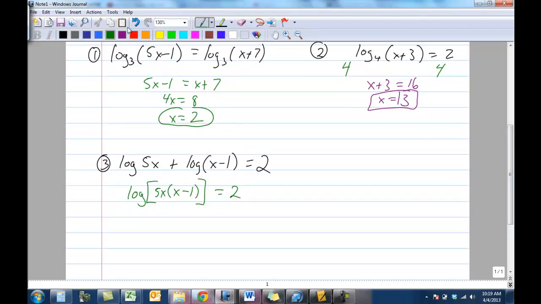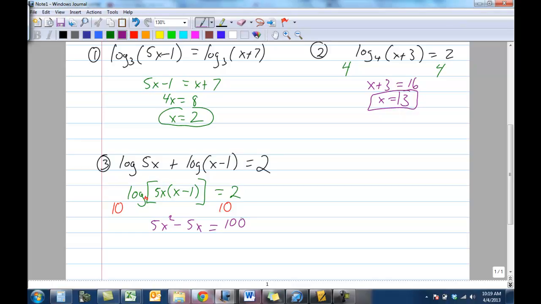This is log base. What's the base on this log? The base of this log is 10. So what's the enemy of log base 10? Base 10 both sides. So 10 to the log base 10 cancels. You're left with 5x squared minus 5x equals 10 squared, which is 100.